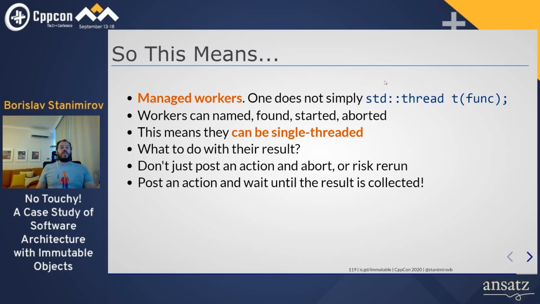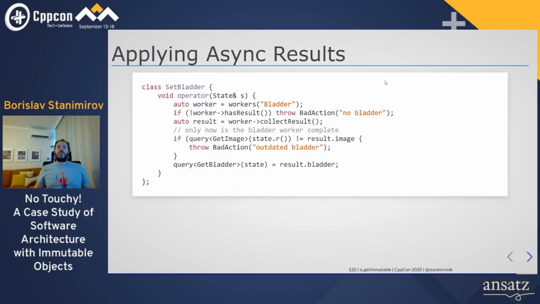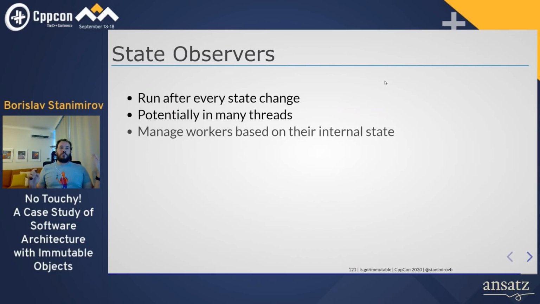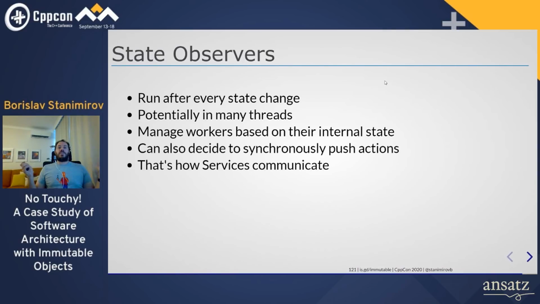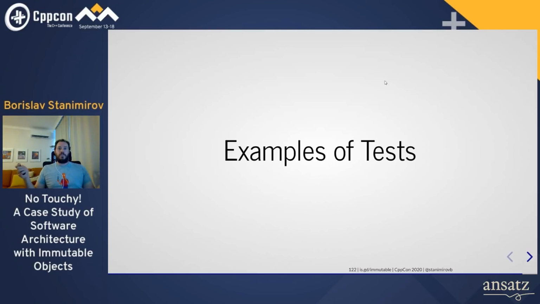So here we can think of what to do with their result, and we know that we shouldn't just push an action and abort, because if we just push an action and then abort, in the next possible moment, we will rerun the same thing. So basically how we collect the thing from the worker is when the action for the worker job done comes here, like set bladder, we check the worker if it has some result, and only now is the bladder work complete. That's basically about state observers. They run after every state change, and then potentially be running many threads. And that's the way services communicate, through state observers.